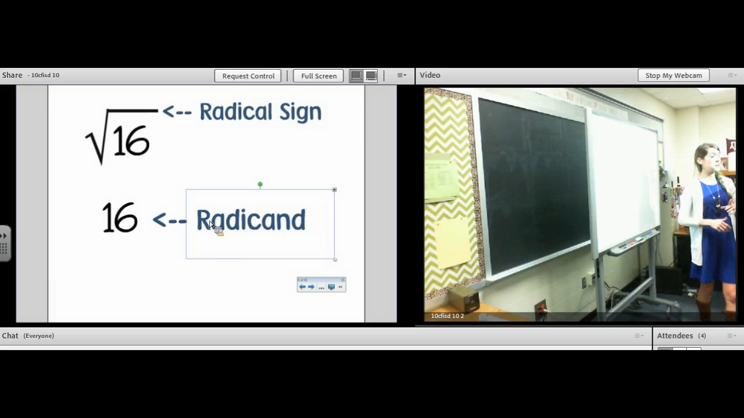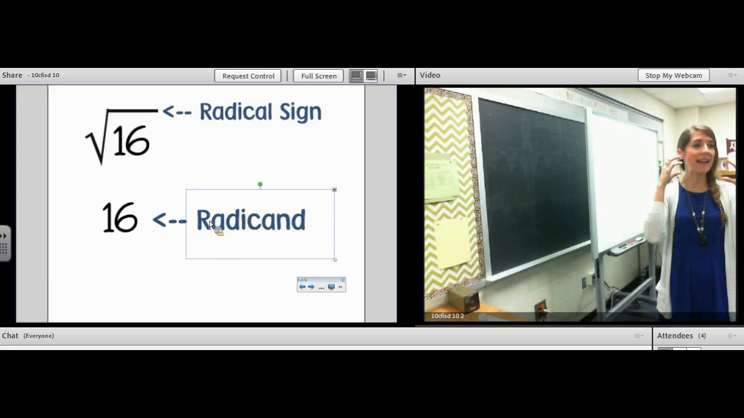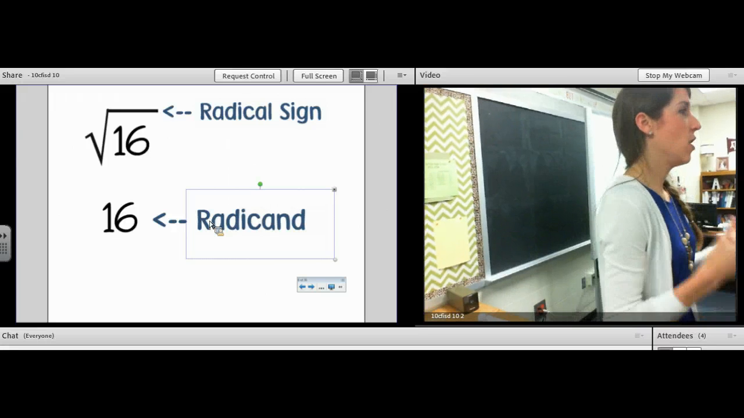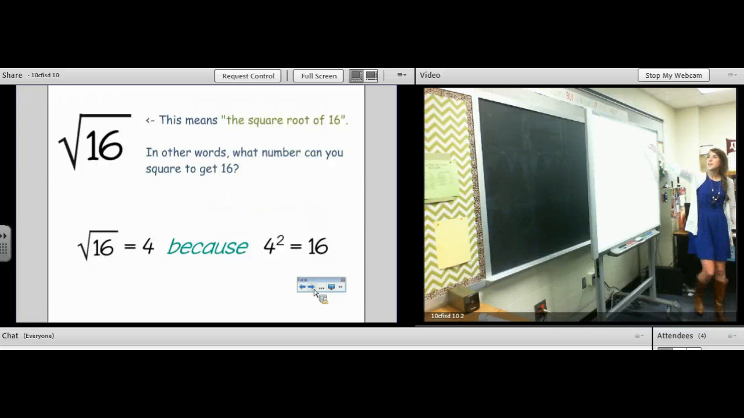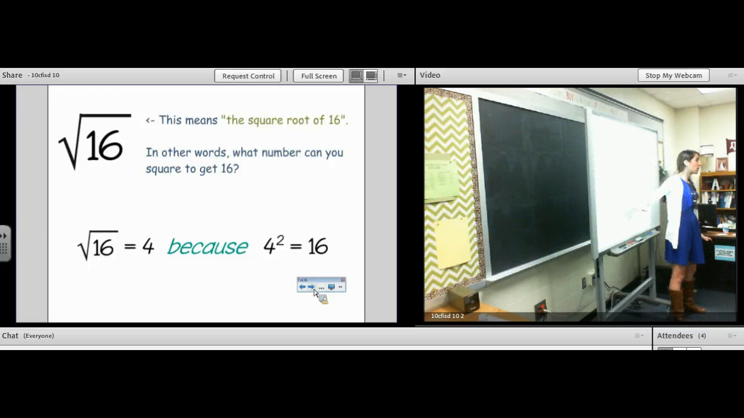Oh, very good description, Kyle. What number could I square to get 16? What number would I square to get 16? 4. Okay, yes. So, in other words, what number can you square to get 16? 4. I can square 4 to get 16.